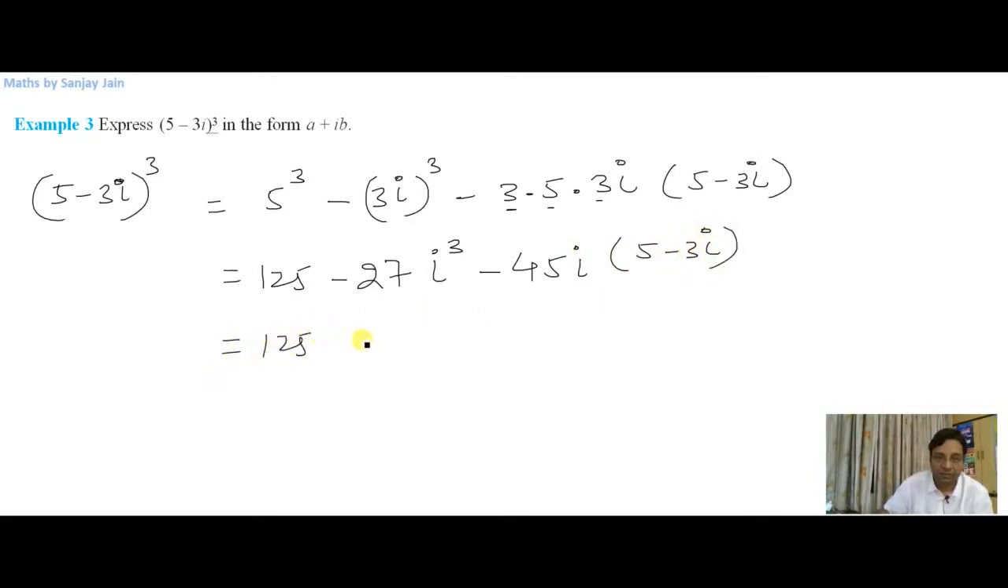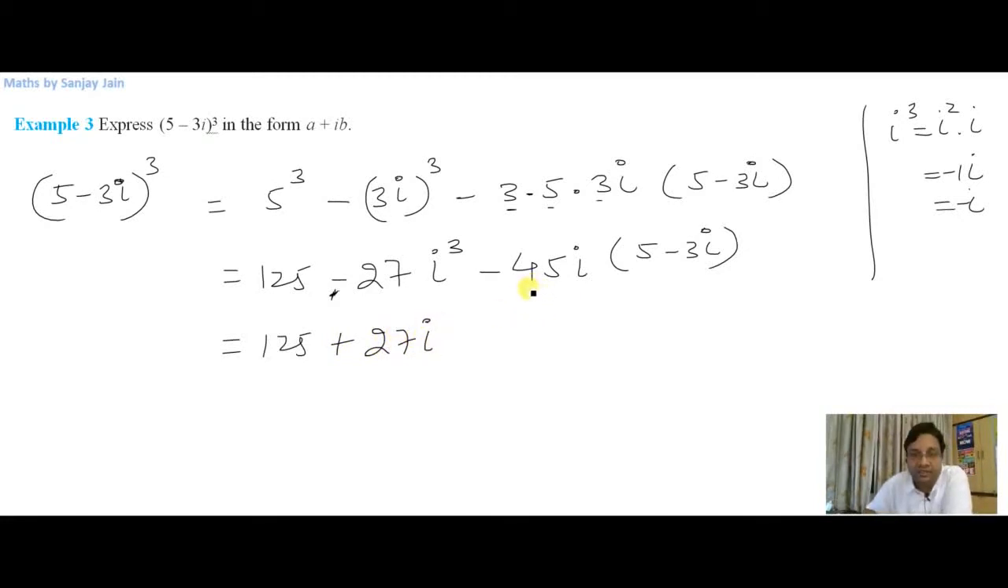So this will be 125, and iota cubed is minus iota, right? Iota cubed is equal to iota squared into iota. So this is minus 1 into iota, so minus iota, right? So if iota cubed is minus iota, this minus will become plus then. So plus 27 iota, and this is minus 45 iota into 5, so it will be minus 135 iota. This will be minus 225. This will be plus 135, right, iota squared.